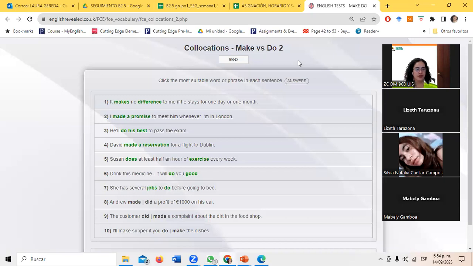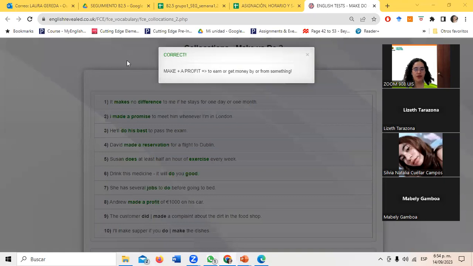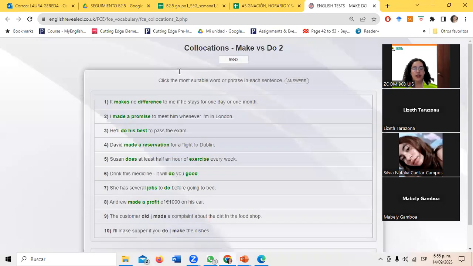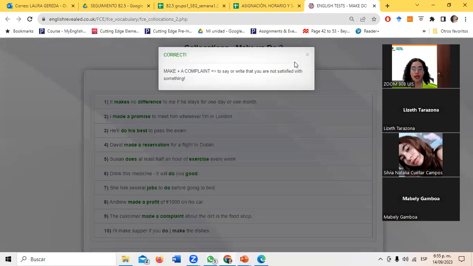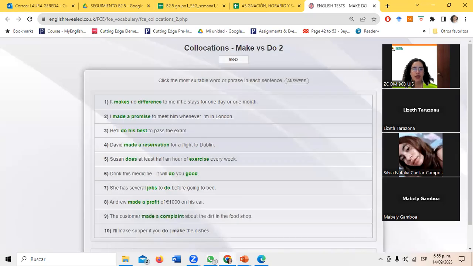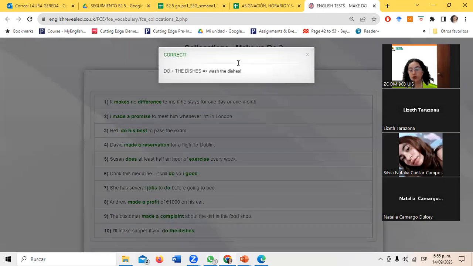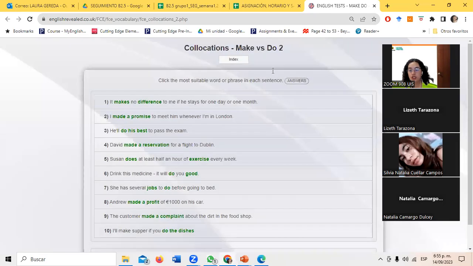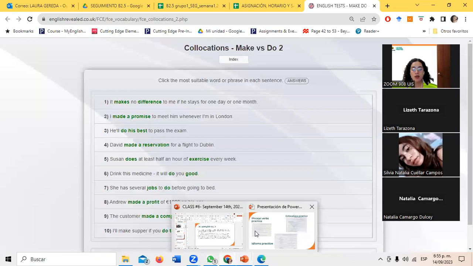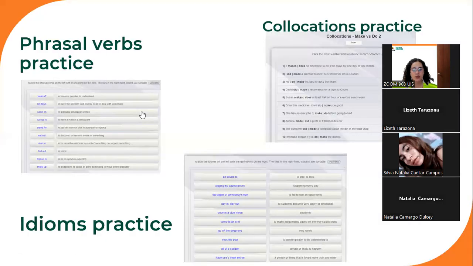Andrew made a profit, so to earn money. The customer made a complaint, so to make a complaint is to write that you are not satisfied with something. And the last, I'll make you suffer if you do the dishes. So to do the dishes means to wash the dishes, right? So these are common collocations that we can find with the verbs make and do.